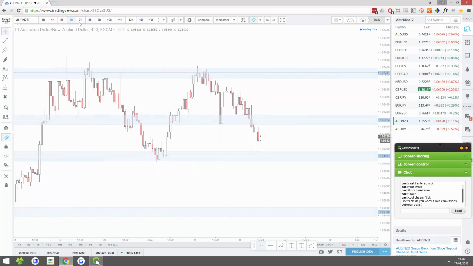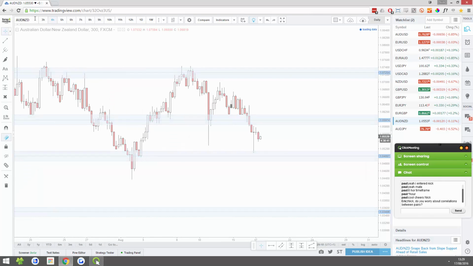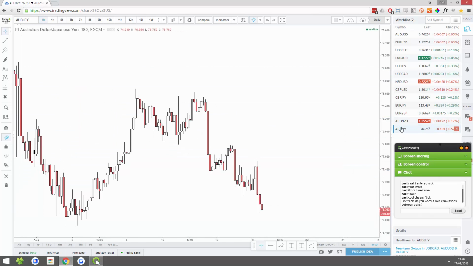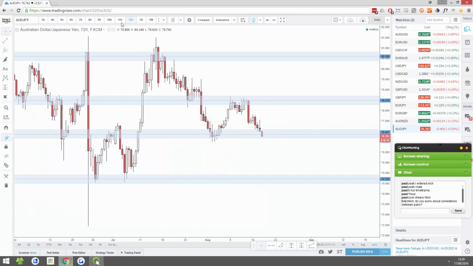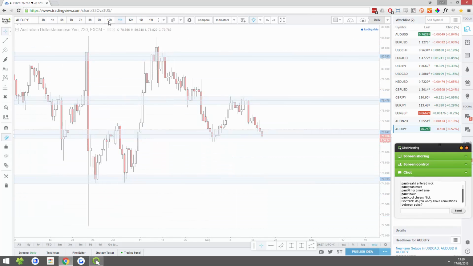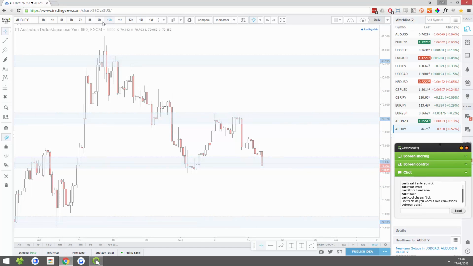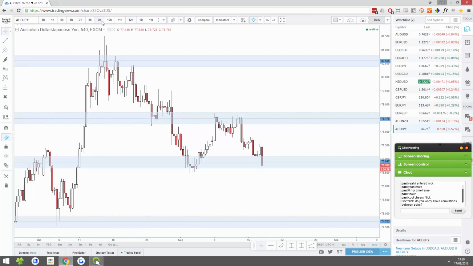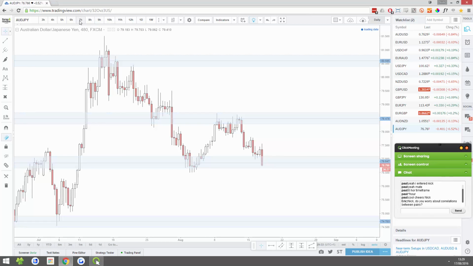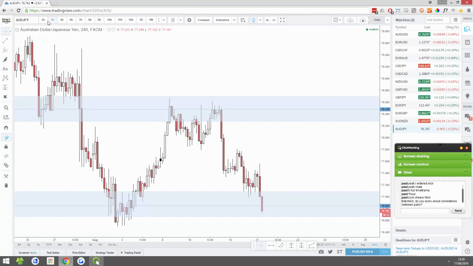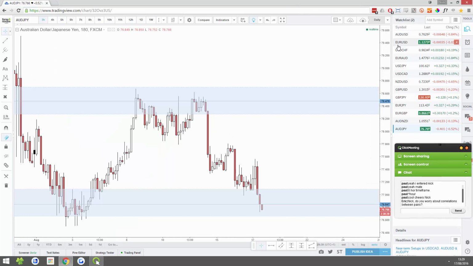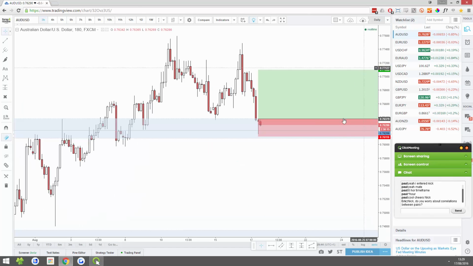Yeah, we're not going to see anything here. AUDJPY is plowing through a support area. Looks like it. No, it doesn't look like it's stalling at all. Yeah, nothing happening there. All right, so today is kind of a busy day.